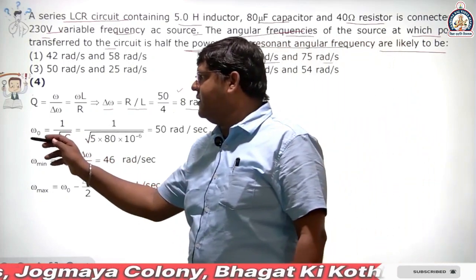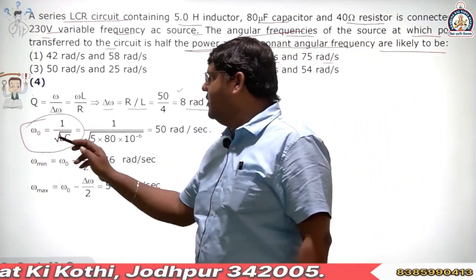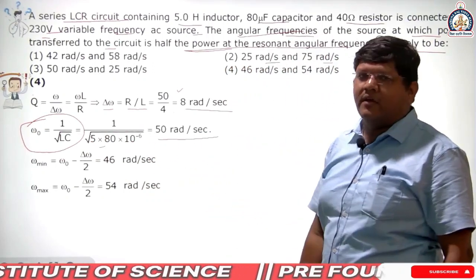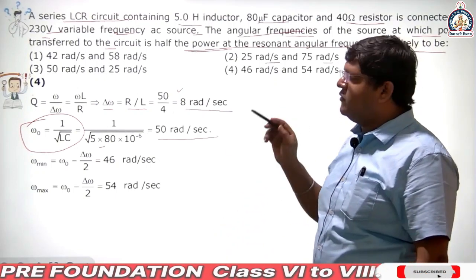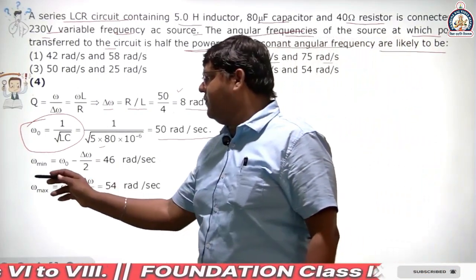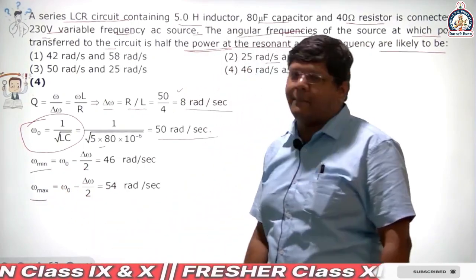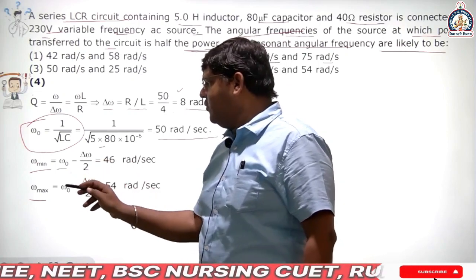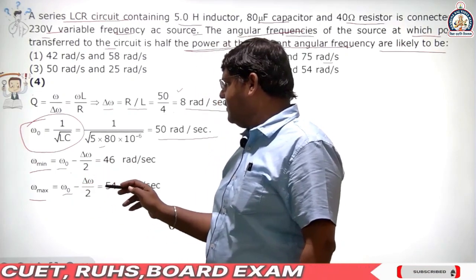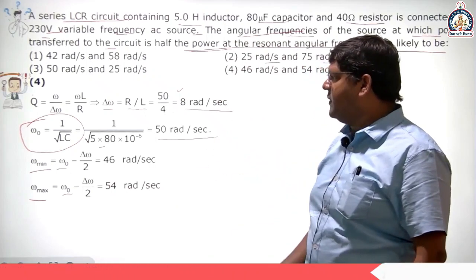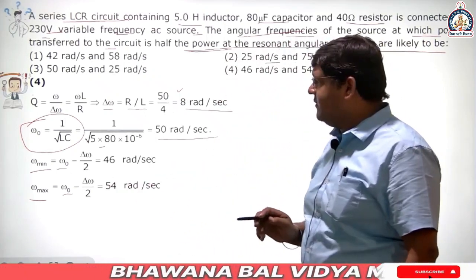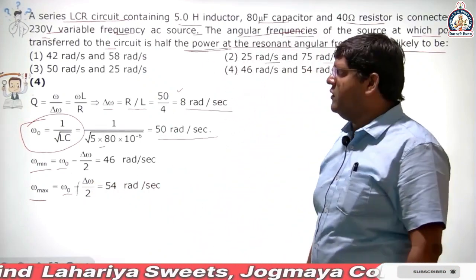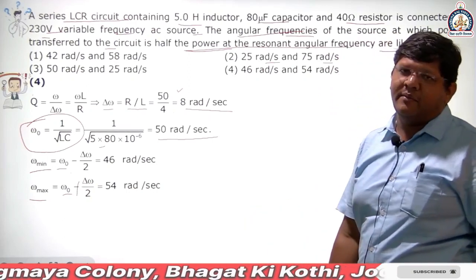Now resonance frequency comes out to be 1 upon root LC. Putting the values of L and C, we get omega naught as 50 radian per second. Now we have to calculate the values at half power frequency. So first is omega minimum and the other is omega maximum. Omega minimum is omega naught minus delta omega upon 2, and omega maximum is omega naught plus this value. So in one we have to subtract, in the other we have to add. Solving, we get the required answer. This is the required solution for the frequency at minimum and maximum.